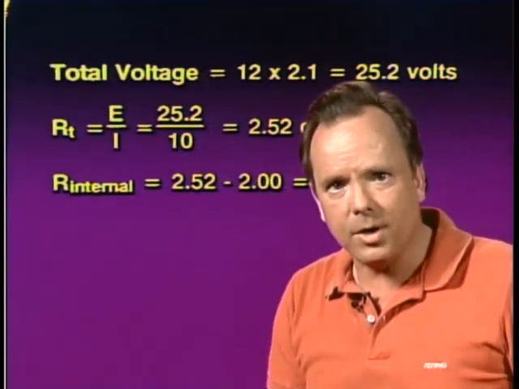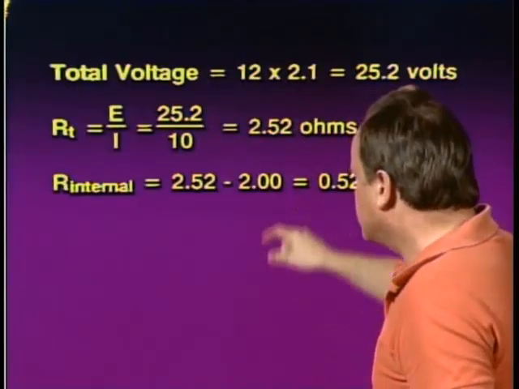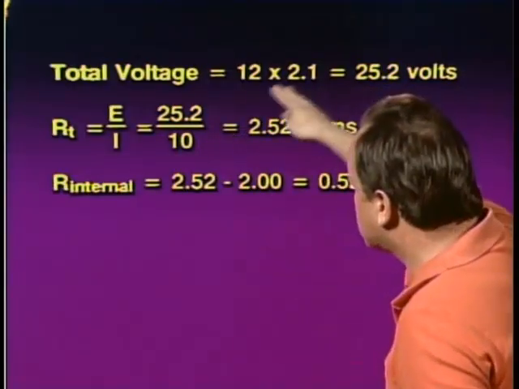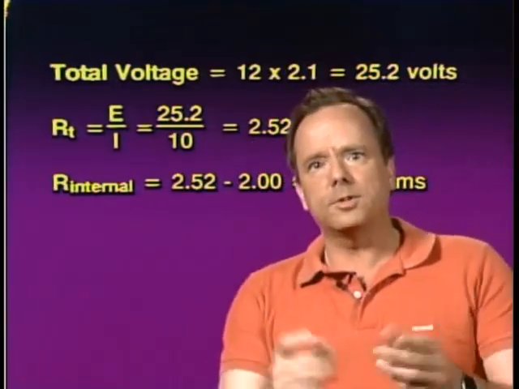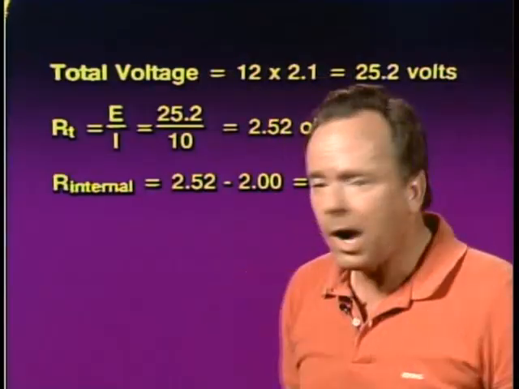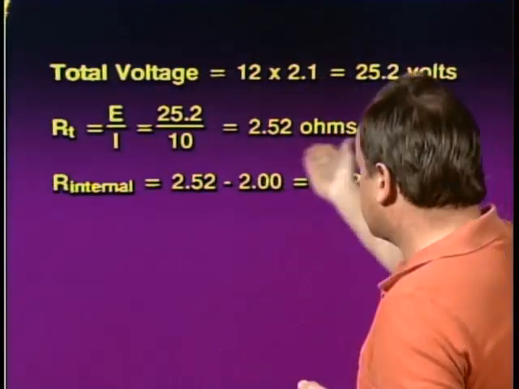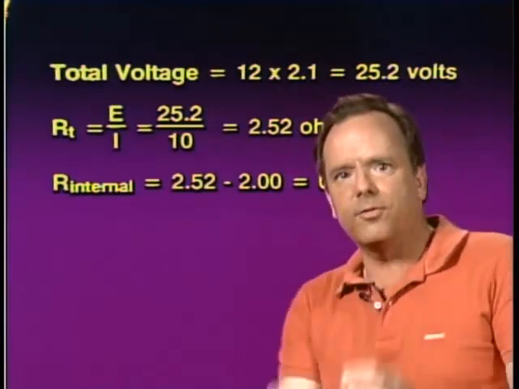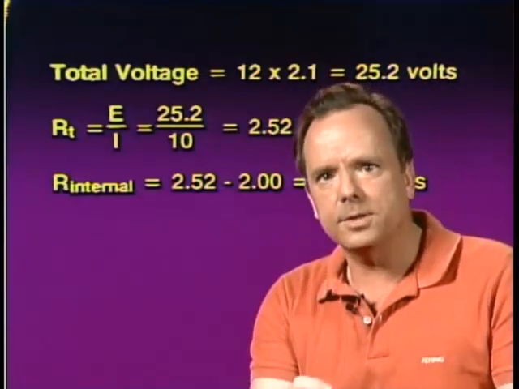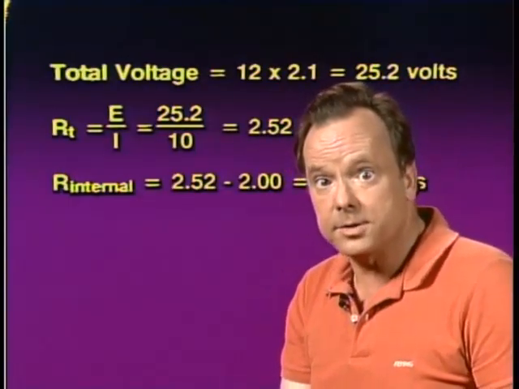Now, let's figure out the resistance for the entire circuit. The formula for resistance is equal to volts, the electromotive force expressed in volts, divided by the current in amps, and that gives us the resistance. Now, if you remember, the voltage we just figured out is 25.2, and they told us that circuit had 10 amps in it. They told us that in the question.